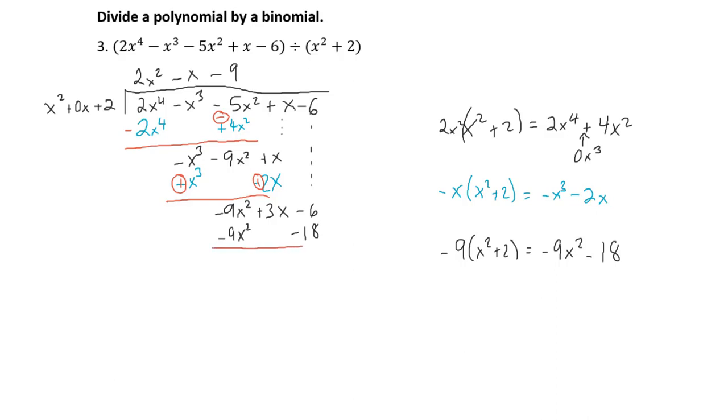And when I subtract that, this is now positive. This is now positive. And I get a first term canceling out, and I get 3x. 18 minus 6 is a positive 12. So I get plus 3x plus 12 over x squared plus 2.